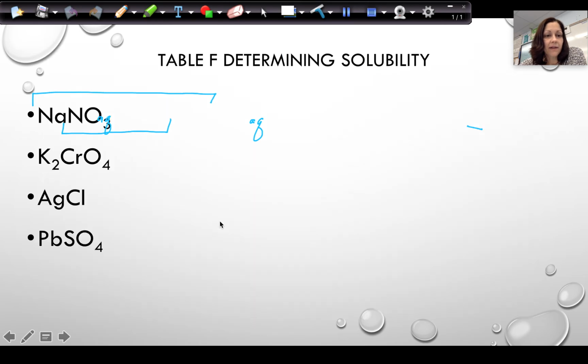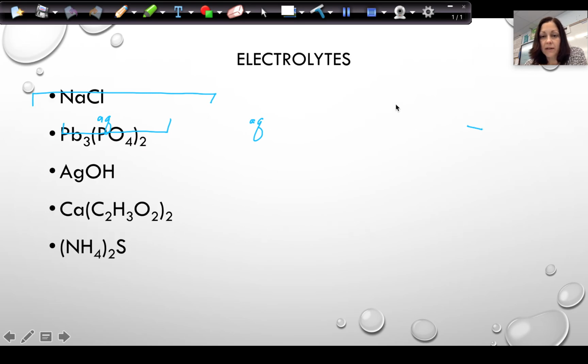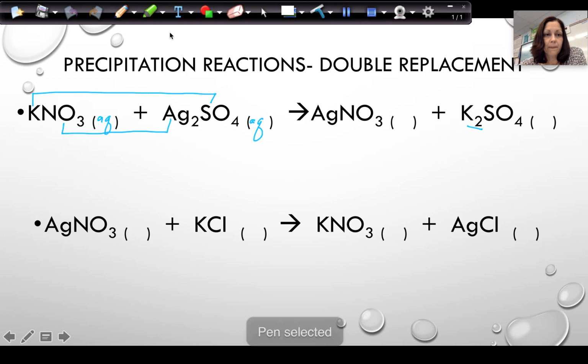And then, I'm sorry, what was the other one? Was AgNO3. These are all soluble. So since NO3 is soluble with no exceptions, and since K is soluble with no exceptions, that means that these are aqueous, and that actually means that this reaction is not really driven to happen because it's not making a precipitate. But all of these are soluble on table F.